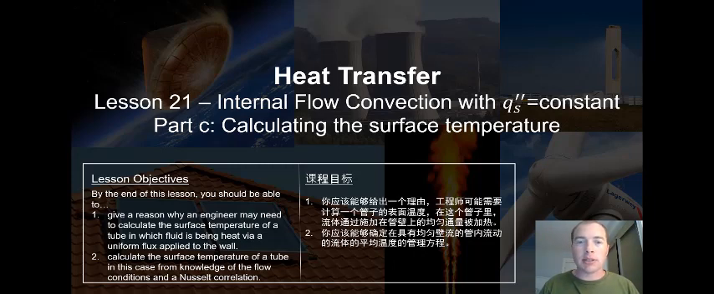By the end of this lesson, you should be able to give a reason why an engineer may need to calculate the surface temperature of a tube in which the fluid is being heated via a uniform flux applied to the wall. You should also be able to calculate the surface temperature of a tube in this case from knowledge of the flow conditions and an appropriate Nusselt correlation.